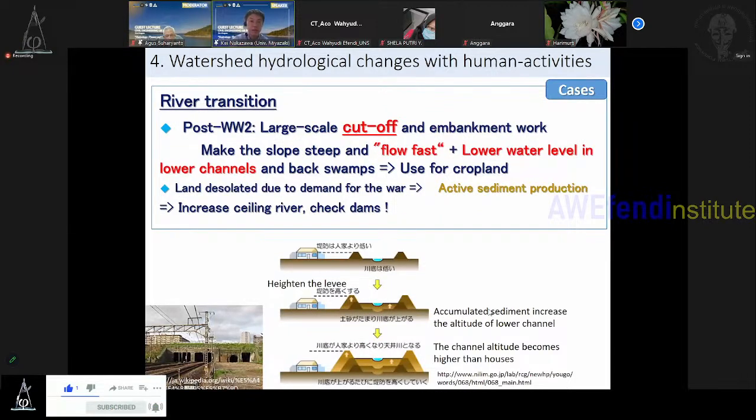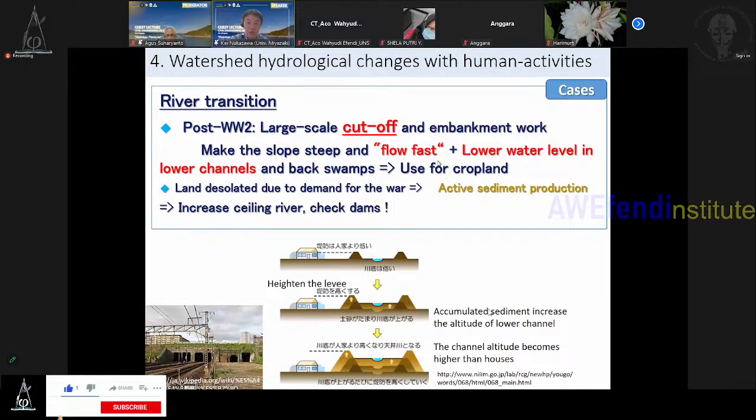And for rivers, after World War II, large-scale cutoff and embankment work were implemented. So as I explained, cutoff makes the slope steep and sends flooding water fast to the sea.